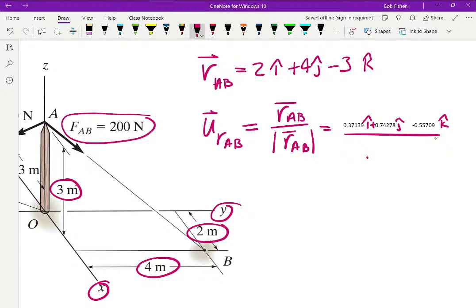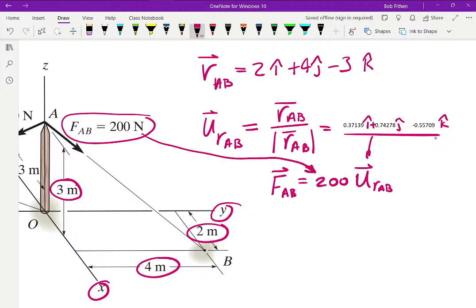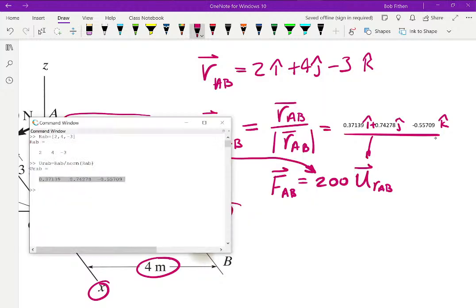Next, I take the force. I want to find the force vector. So I find 200 times u_RAB. Why? Because I'm taking the base vector, and I'm taking the 200, which is its own magnitude. Now I will be able to figure out F_AB is equal to 200 times u_RAB. There's my vector.